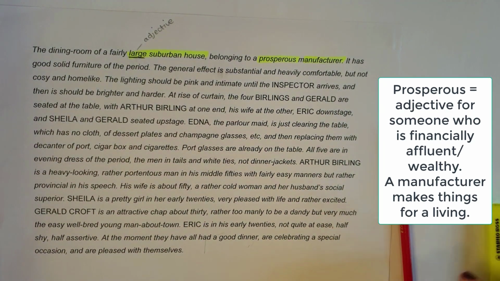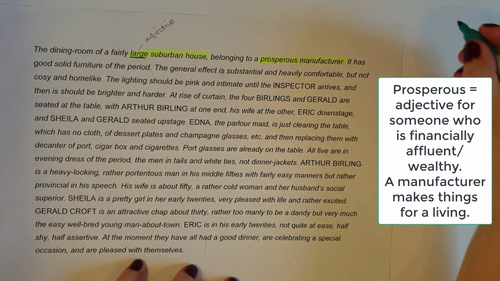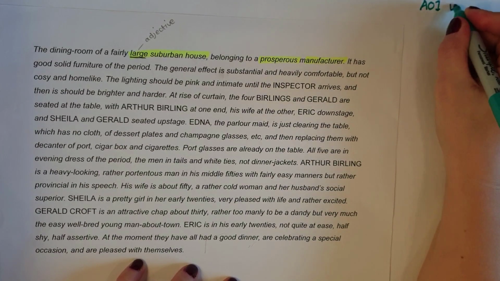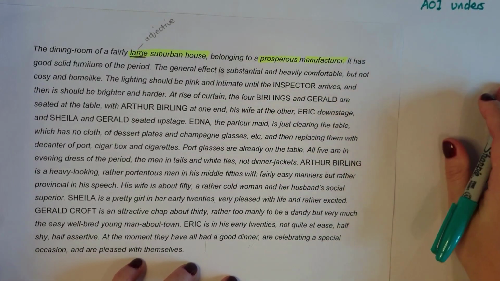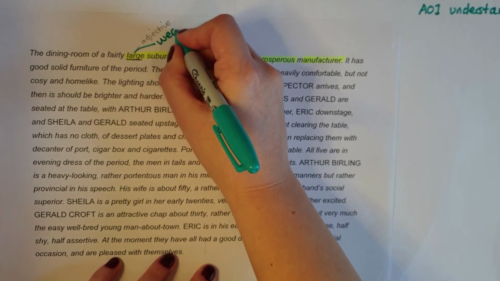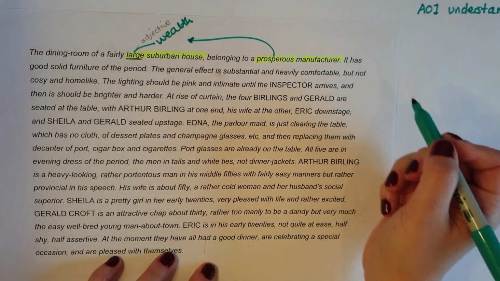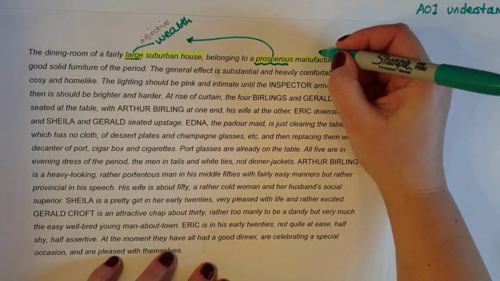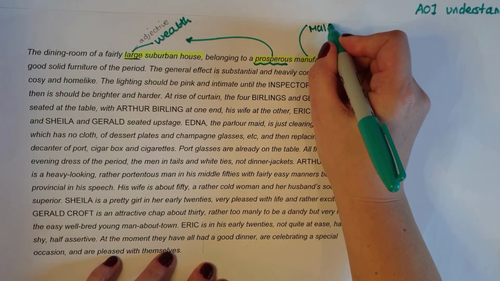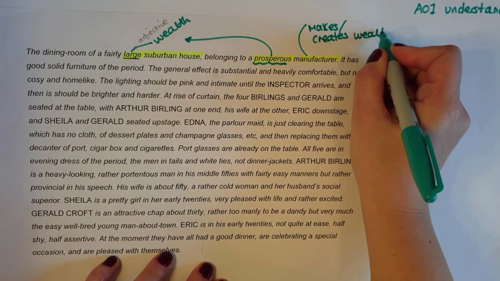Okay, so I'm looking here, and this is what I usually do in my videos. I look at language in sort of three ways, if you like. AO1, understanding. So what do I understand by the words on the page? So I've already explained large to me connotes wealth. Okay, prosperous, the same really. Prosperous literally means wealthy. There's still a definition of it. Manufacturer, by that he makes and creates wealth through business.